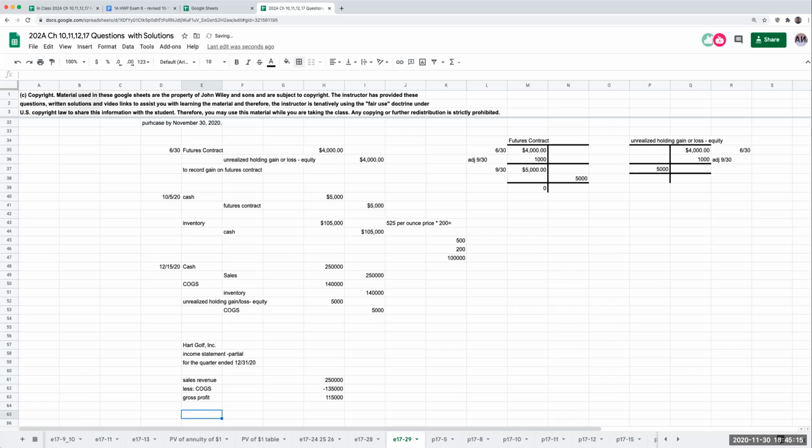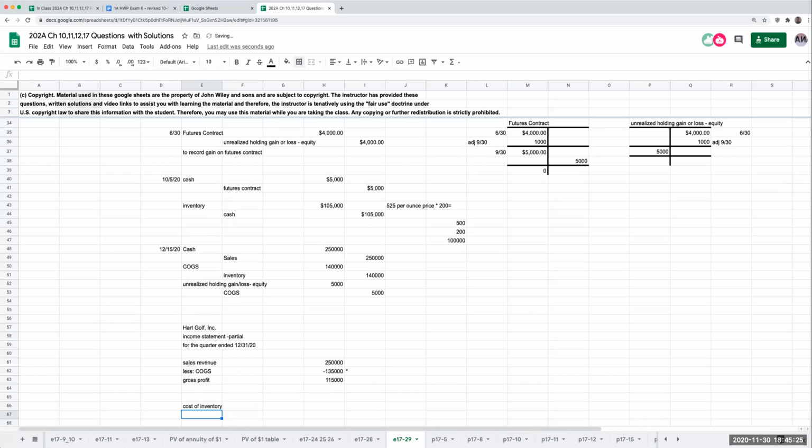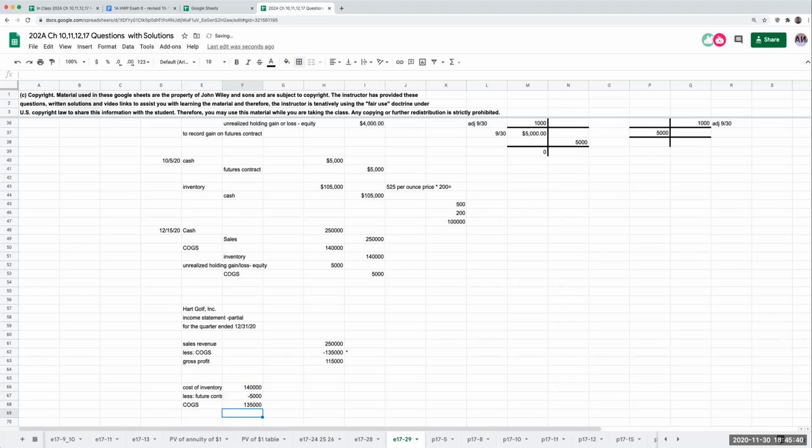The thing I need to say here, though, is that in terms of the cost of goods sold, you would say the cost of the inventory is 140,000 less the futures contract adjustment, and that's the 5,000 right up here in cost of goods sold. So that's how we're looking at this particular question.